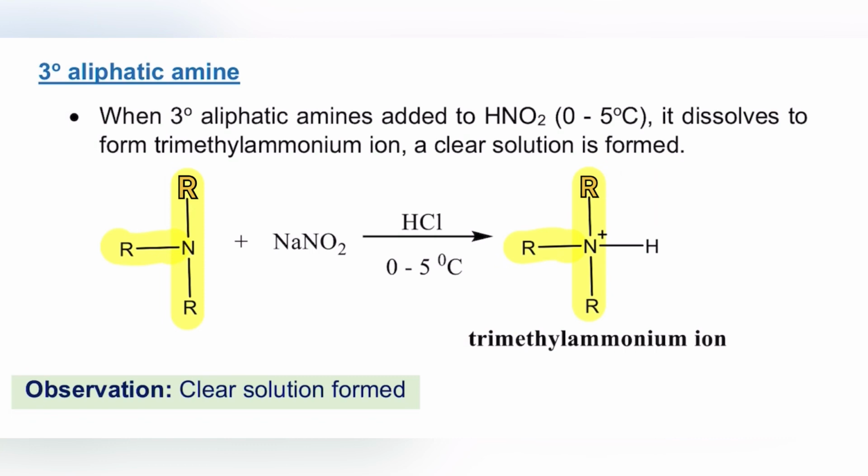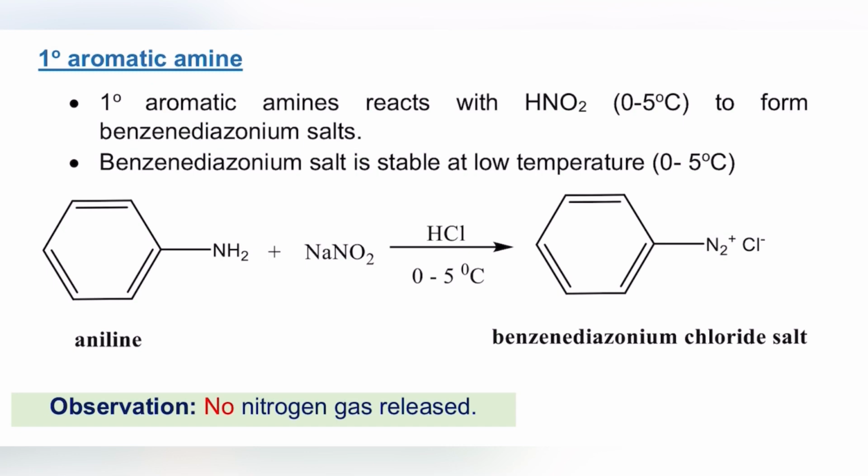So, this is what I mean by trimethyl ammonium ion. And the observation is a clear solution forms. Last one, kita ada primary aromatic amine. Untuk primary aromatic amine, when it reacts with nitrous acid, it will form benzene diazonium salt.